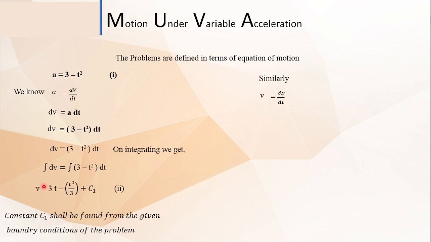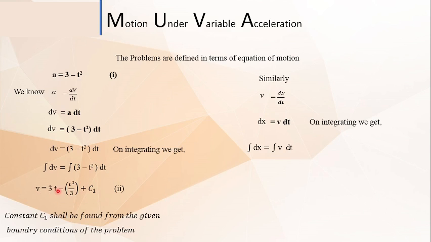We know v is equal to dx by dt. Is it okay? Now here v is equal to dx by dt means dx is equal to v into dt. Is that okay? Now I can do the integration for this. So the integration of dx is equal to the integration of v into dt. As far as this particular v is concerned, we are going to get it from here after finding out the constant value C1 from the boundary conditions.